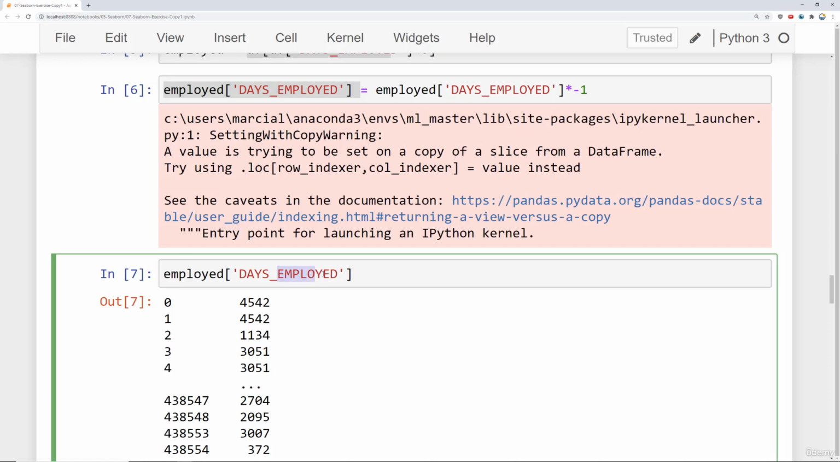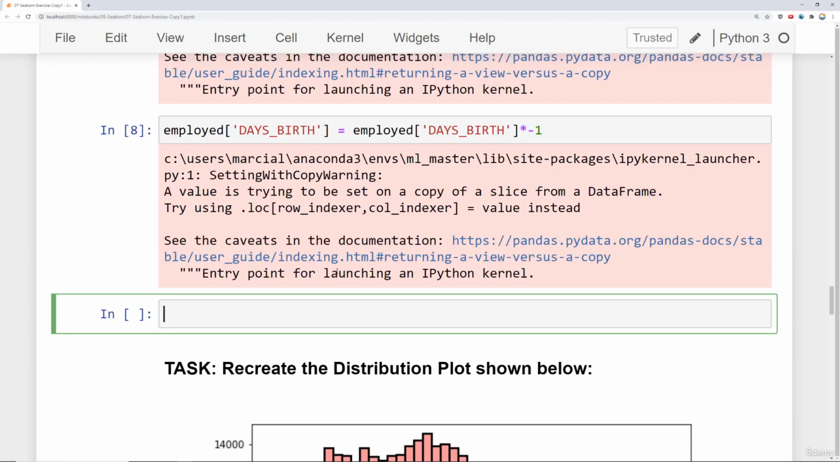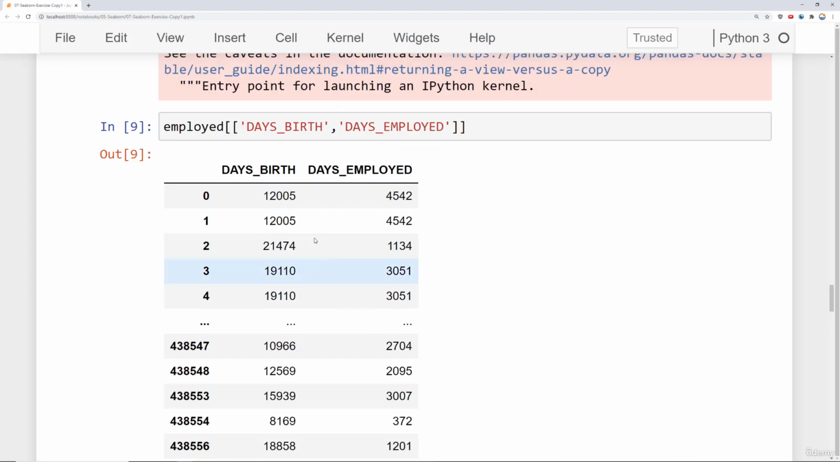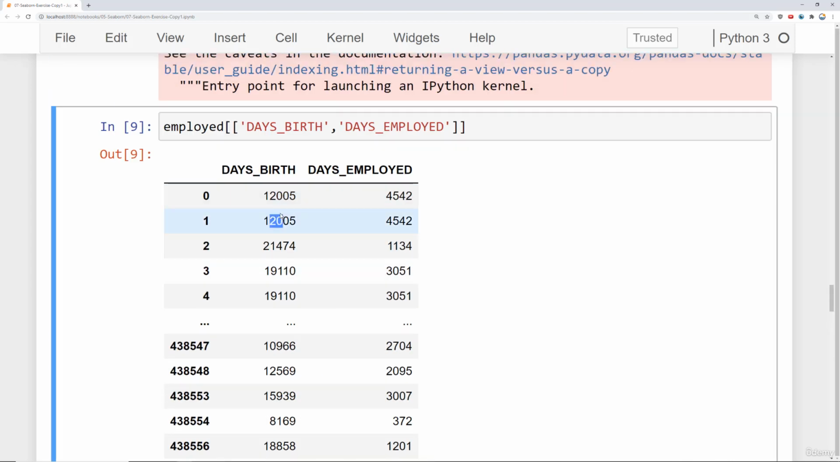The other one we have to fix is days birth. So I'm going to say days birth for this employed data frame that I just created is essentially the same thing. Take employed, take days birth, and then multiply that by -1. It's going to get the same warning again, but now if I take a look at the two columns that I'm actually interested in, which is going to be days birth, comma, and days employed, we run that, and we can see here, now I have positive results.